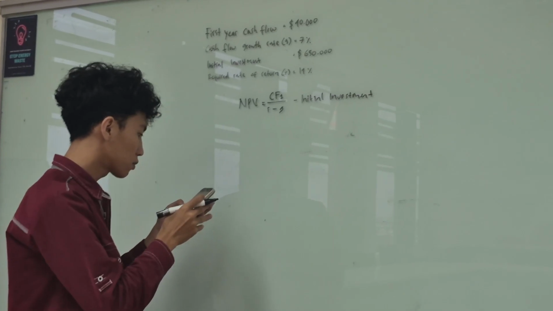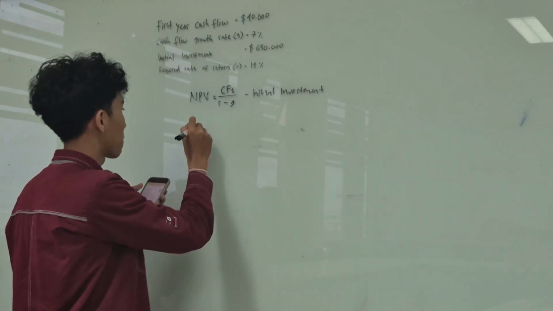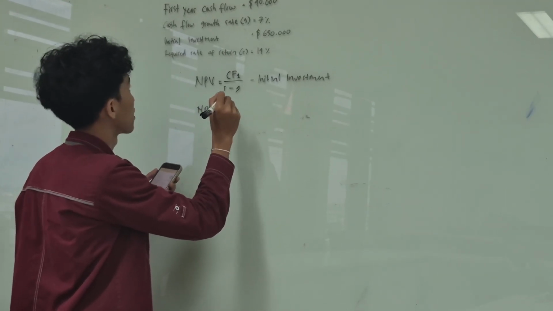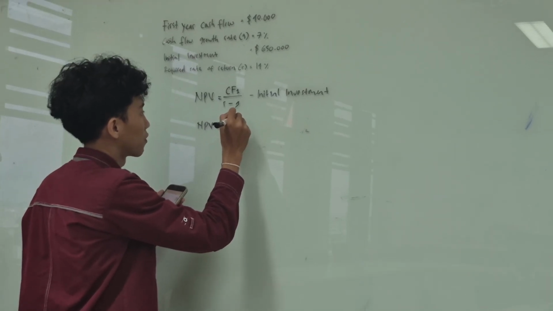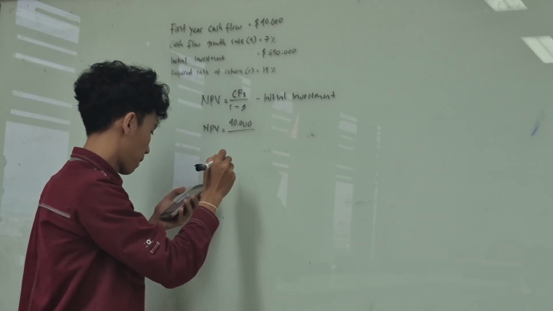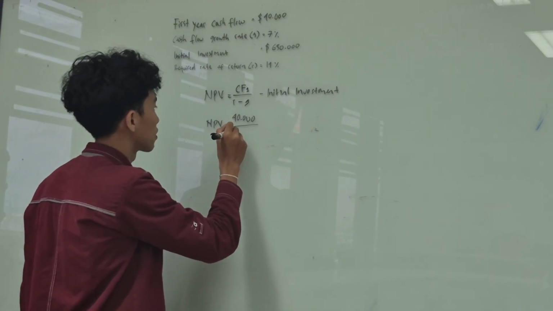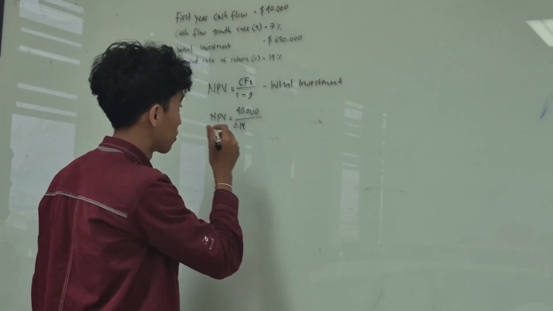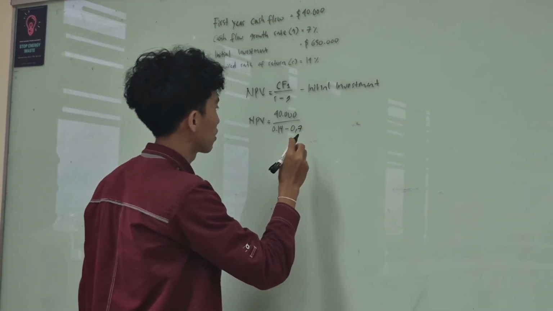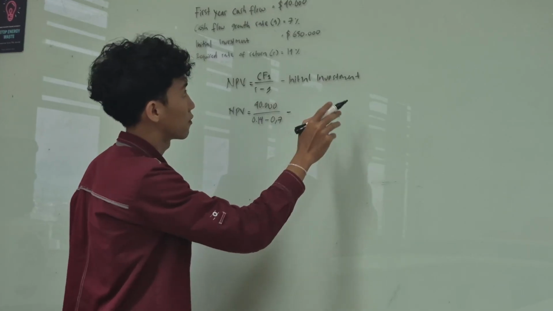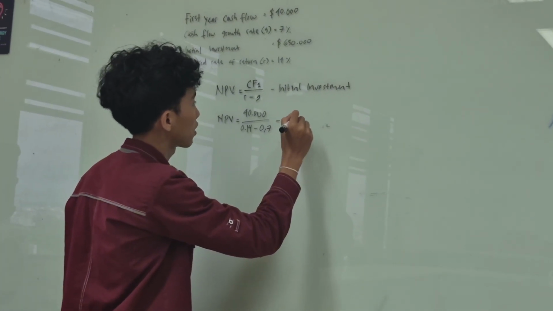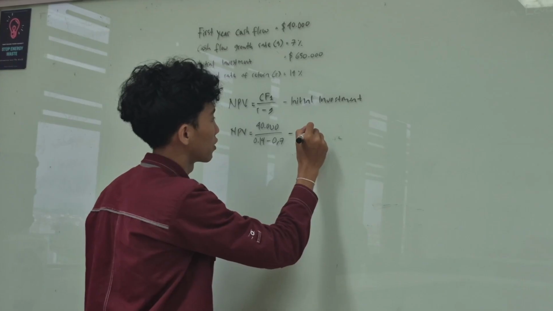Okay, I will calculate NPV. First year's cash flow is $40,000 divided by R, which is 0.14, minus 0.07, and minus the initial investment, which is $650,000.